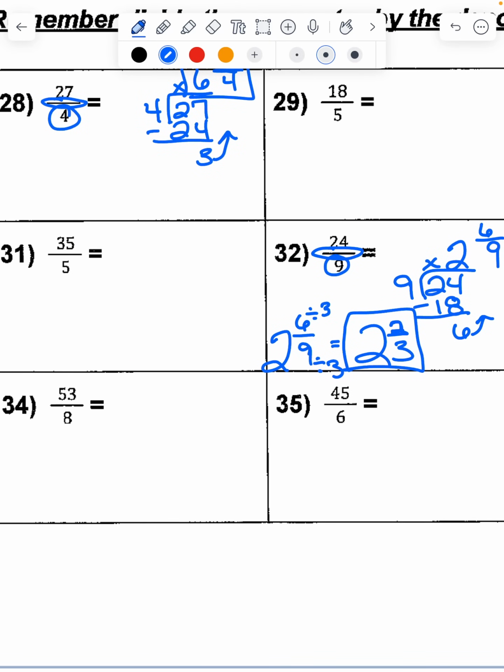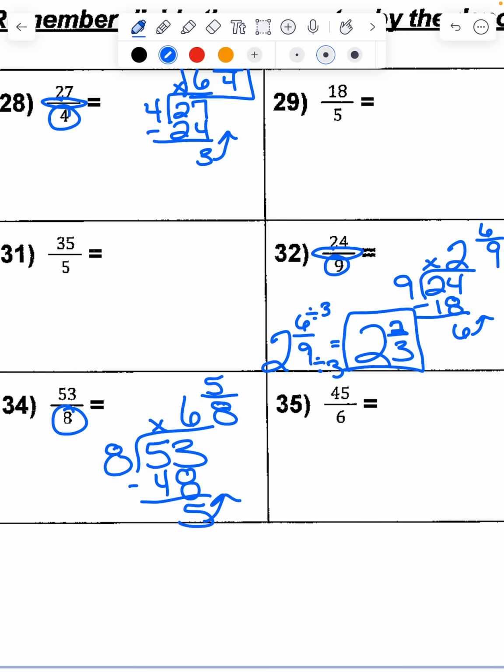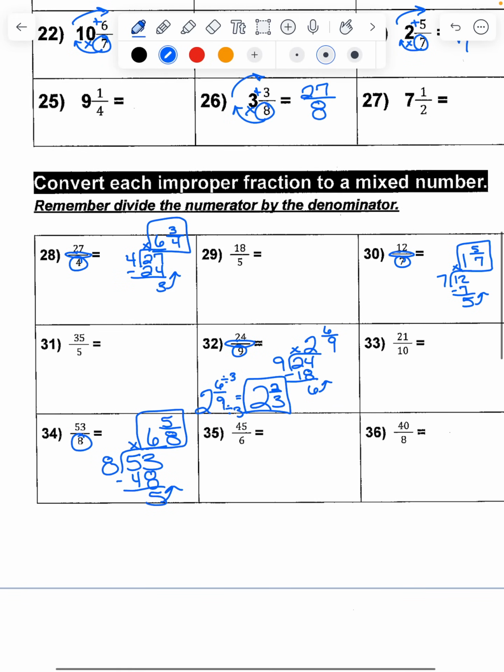Number 34, 53/8 means 53 divided by 8. 8 can't go into 5. 8 can go into 53. Use your multiplication chart, 6 times, because 6 times 8 is 48. And when you subtract, we get 5. We're going to bring that 5 up and put it over the denominator. So we have 6 5/8.